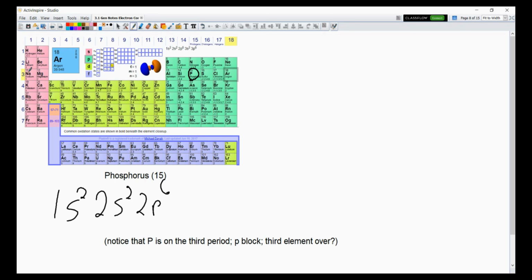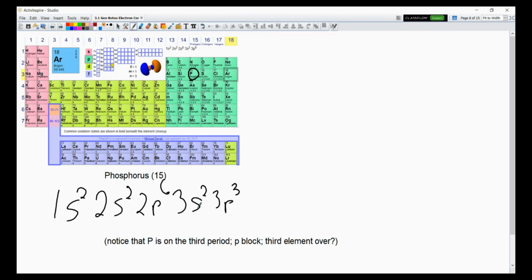Then the next line we get down is 3. So we're going to write a 3. This first block we have to go through is an S. So we're going to put an S. We have to go through both of those. So there's 2 there, so we put a 2. Then we get to 3p. Okay, so this is on the third line. This is the P block. Phosphorus is the 1, 2, third one over. So we're going to put a 3 there.